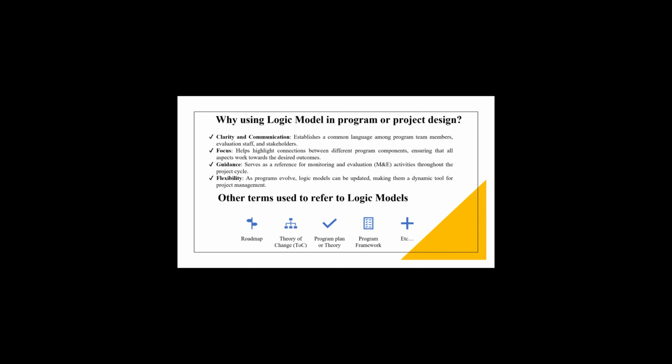And for the other terms that we use for the logic model, as you can see here, we have different ones, which are the roadmap, theory of change, program plan or program theory. We do have program framework as well, but the most common one used is theory of change. But it doesn't really matter because different organizations use the name that they want to refer to for the logic model or for their theory of change. It's not like for a specific organization, there's a specific name that you use.